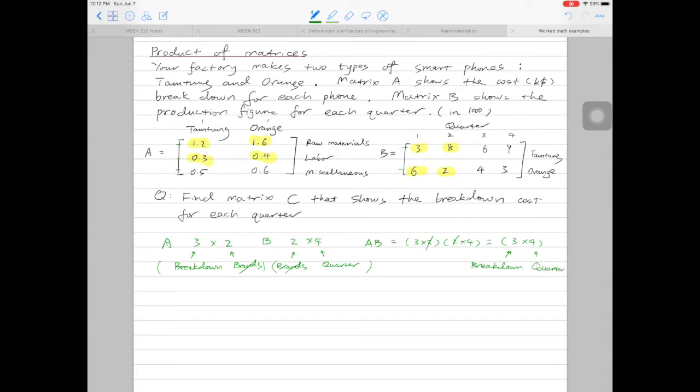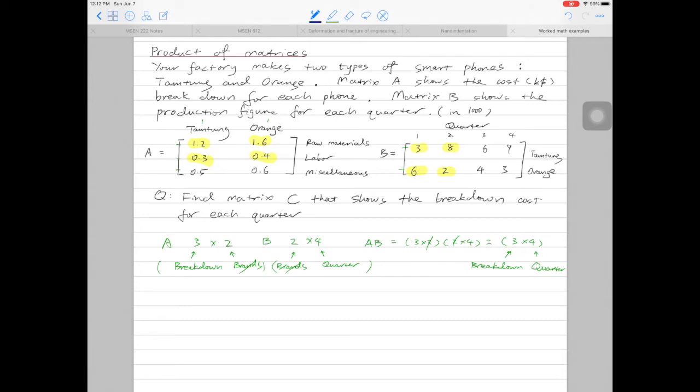Looking back at the question, it asks you to find the matrix C that shows the breakdown cost for each quarter. And matrix A times matrix B shows you the breakdown for each quarter. So matrix A times matrix B is matrix C, the one you are looking for.